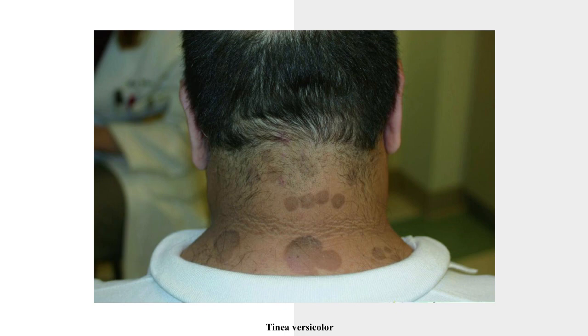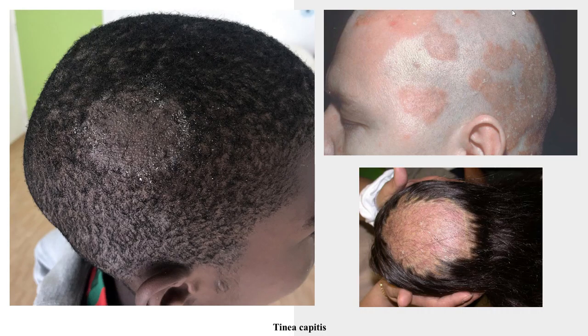Tinea versicolor is another type of fungal skin infection that presents as skin discoloration, perhaps not as much of the scaliness that we see in ringworm, but it can appear on the neck, trunk, and arms and legs. Tinea capitis appears on the scalp.